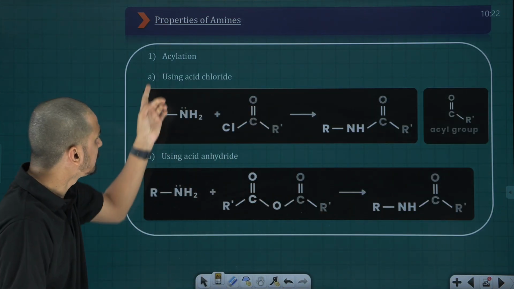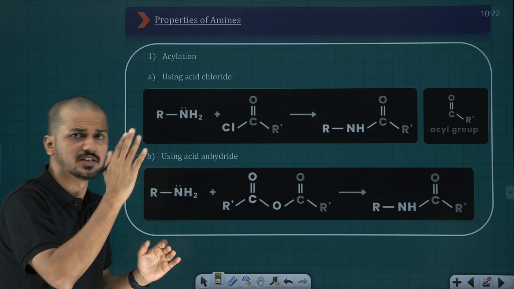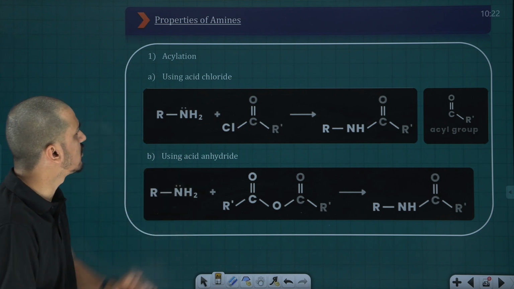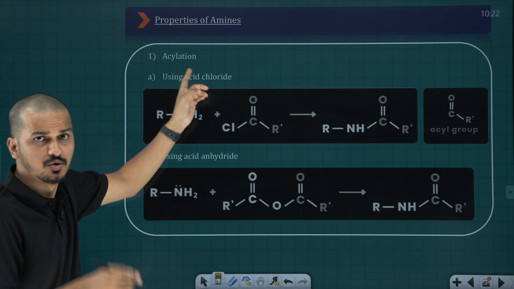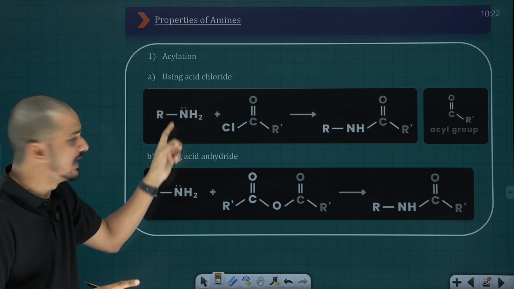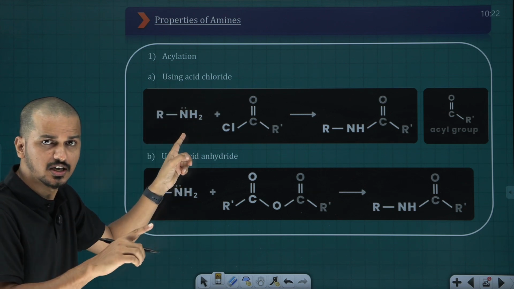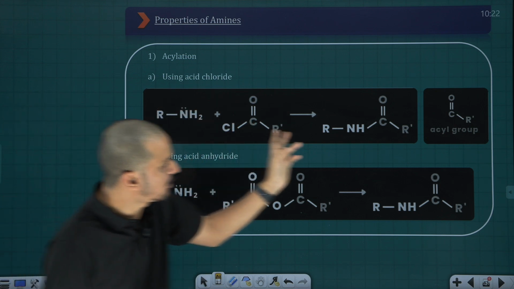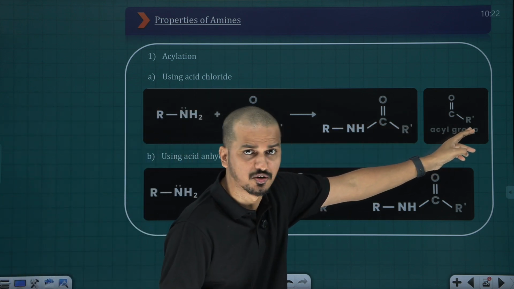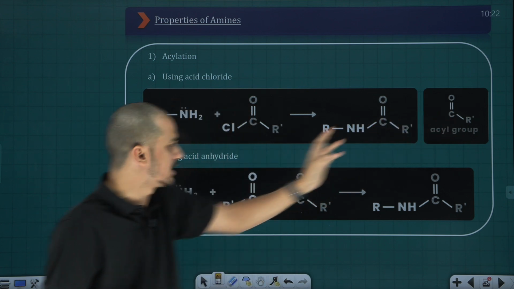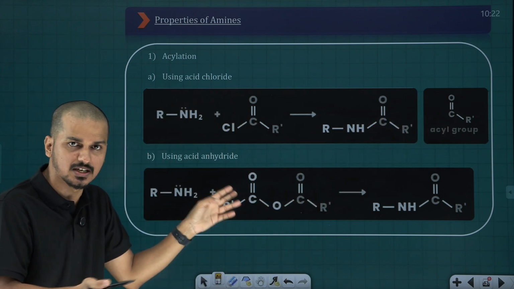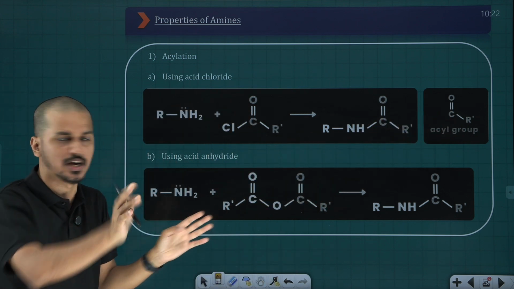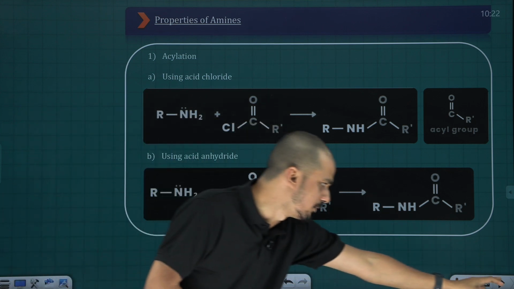Next, the properties of amines. The first is acylation. You can acylate amines, introducing in place of H the CH3CO group using acid chloride. The CH3CO group is called an acyl group. Or else you can introduce it using acid anhydride, with CH3CO twice. That is also a very important reaction.